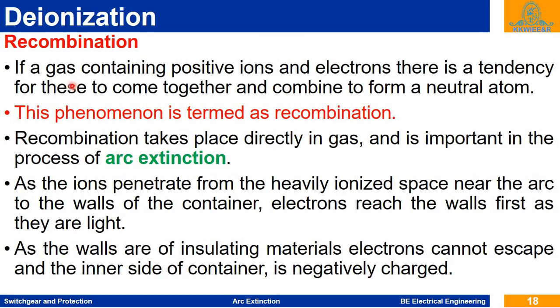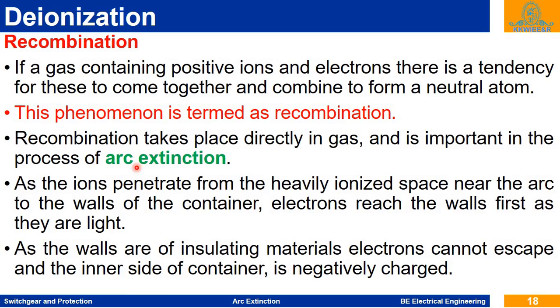In recombination, if a gas contains positive ions and electrons, there is a tendency for these to come together and combine to form a neutral atom. They are of opposite polarity: the positive ions and the negative electrons. This phenomenon is called recombination. It takes place directly in the gas and is important in the process of arc extinction. When the electrons and ions recombine with each other, the arc is extinguished, or interrupted.